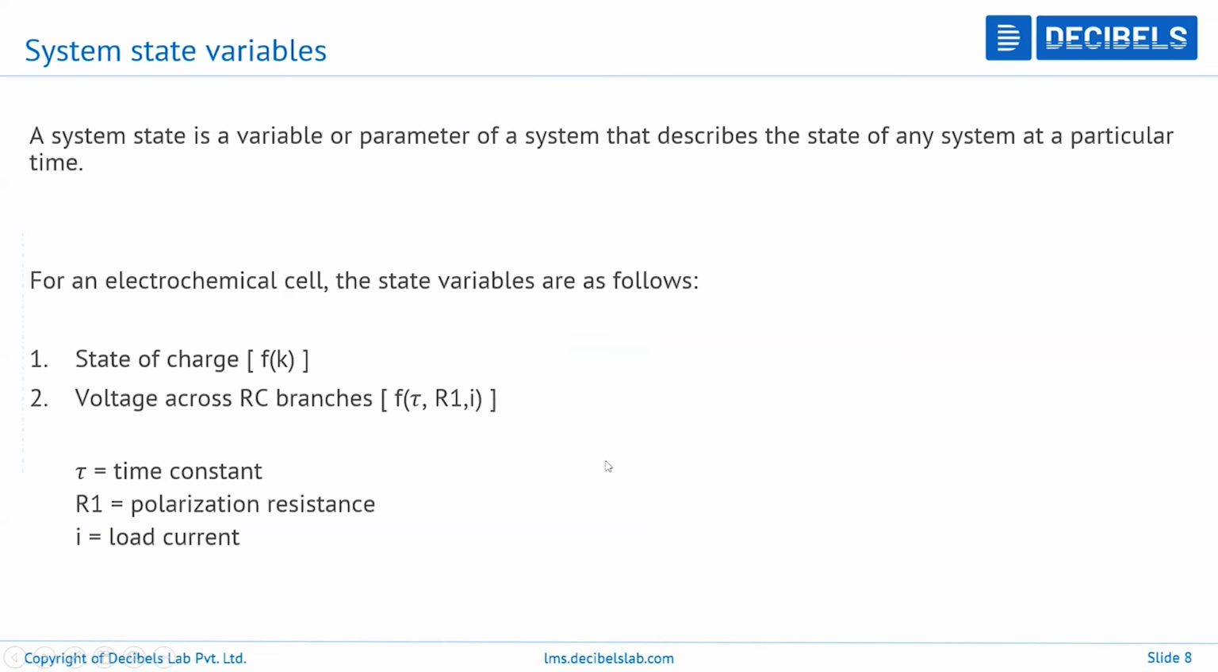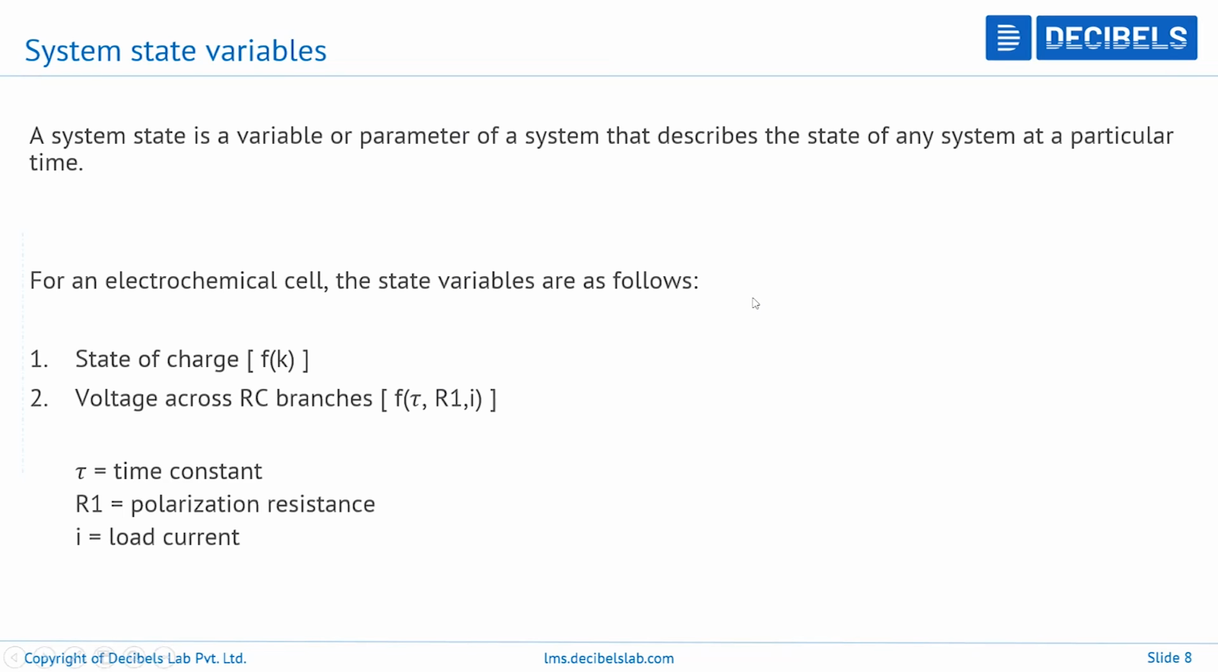Just a quick overview of this. Whenever you consider any system state, it is basically some parameter, or some variable of that particular system, that describes the current state or the current condition of that system at a given time. For example, in a car at a particular time, one of the system states or variables is its velocity, or speed, its distance, or its acceleration. These are what are called system states.